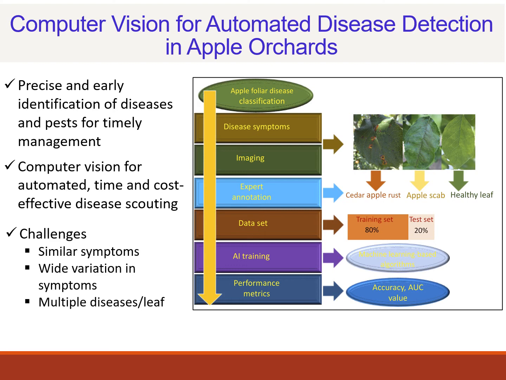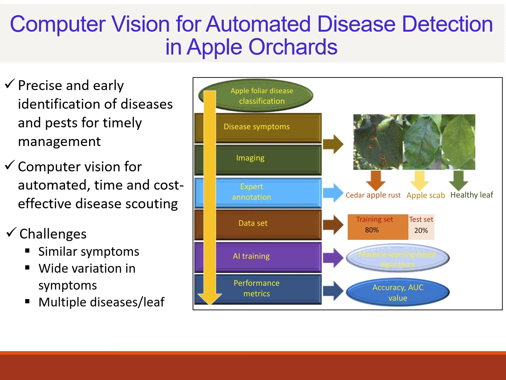A general flow of developing a machine learning method for disease detection is, for example, for apple foliar disease classification: first we have to have disease symptoms, then we take images of those diseases, then we need experts to annotate those disease symptoms and those images and develop a data set. Then from this data set, we make a training data set and a test data set.